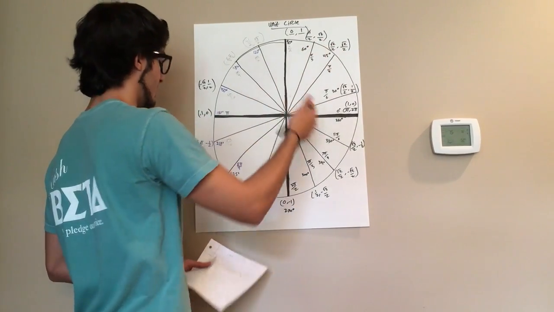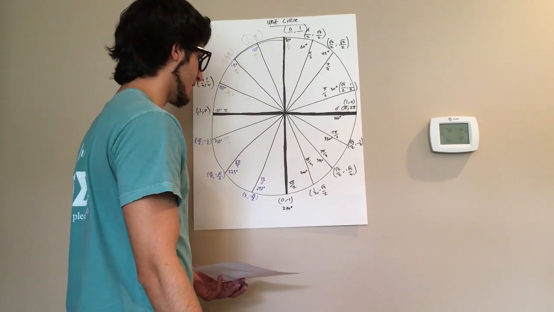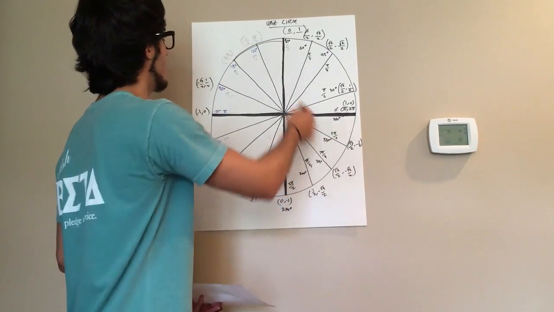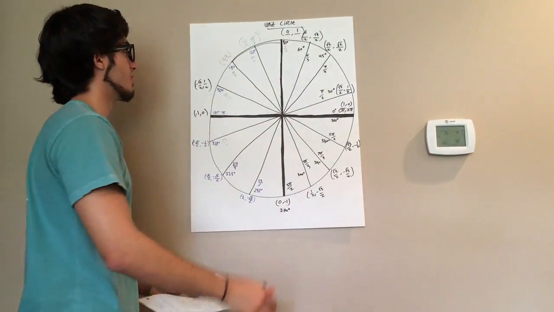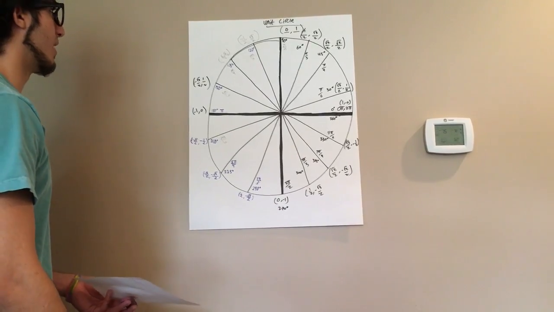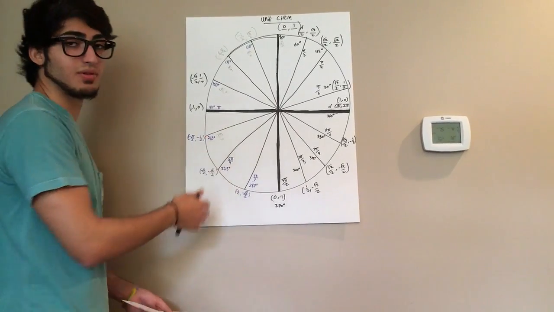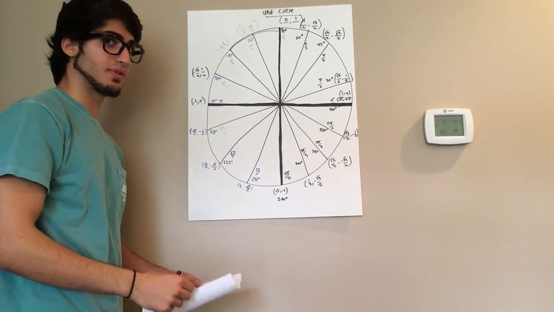And that's, let's say, tangent for, say, 120 degrees, that would be root 3 over 2 over negative 1/2. That would end up being negative root 3. So that's just an example of that.